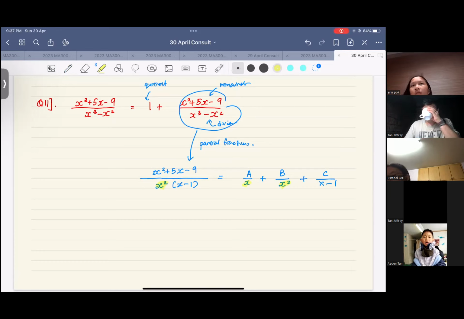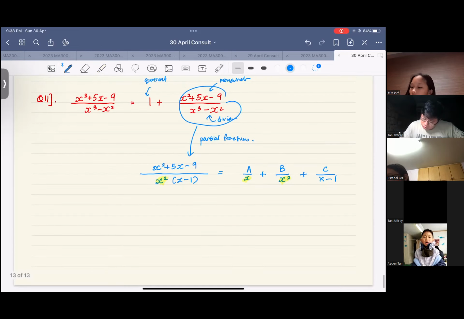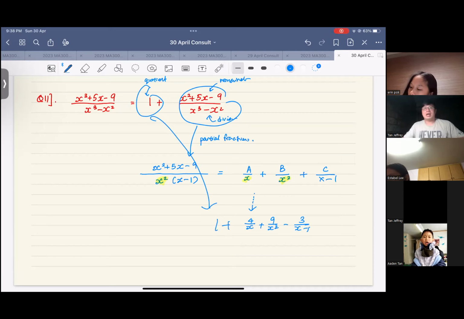From there, you go ahead and do it. It's just very tedious calculation. Finally, you get 4 over x plus 9 over x squared minus 3 over x minus 1. And do not forget to put in your 1. Your 1 is part of the answer. So partial fraction, the trickiest ones are those that are improper.